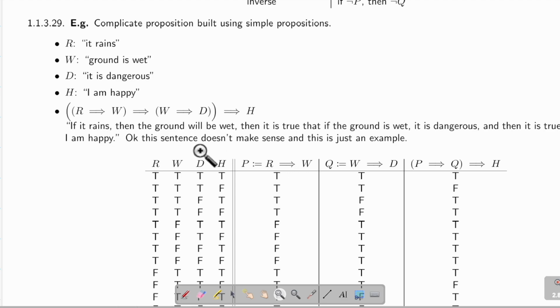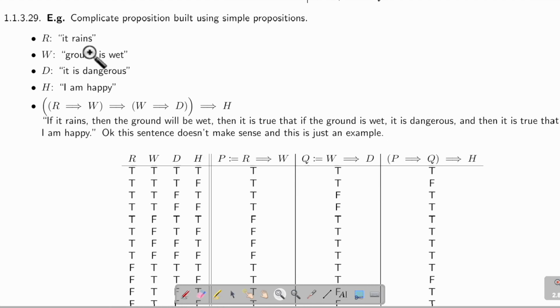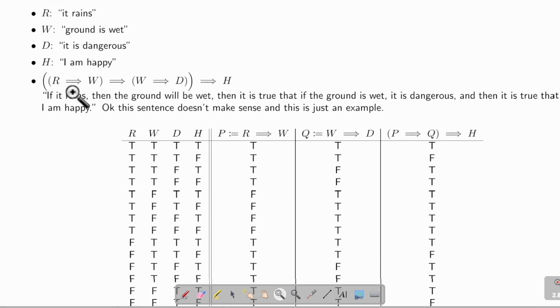Here is another example. R means it rains, so I write R. Ground is wet, so W. Then it is dangerous because the floor is slippery, so I have a D. And I am happy is H. So what is this? This part is this part, right? If it rains, then this arrow means the ground will be wet. By definition, ground is wet is this, okay? Then it is true that if the ground is wet, it is dangerous.